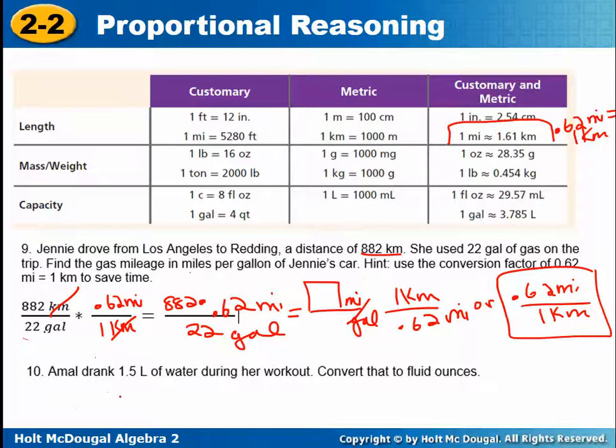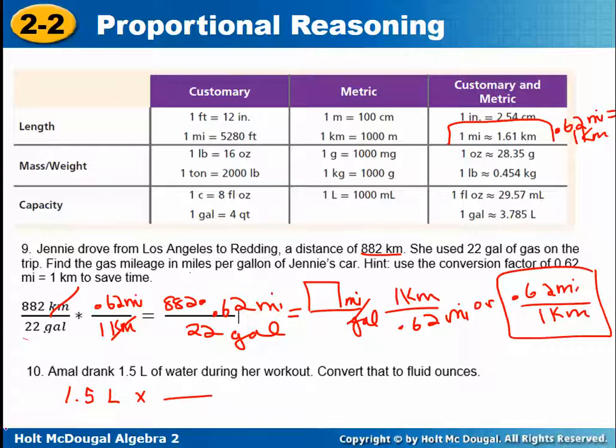All right, here's another example. Amal drank 1.5 liters of water during her workout. Convert to fluid ounces. So I'm going to start with the 1.5 liters. Now this one isn't a rate, it's just going to be 1.5 liters. Now I'm going to multiply that by something that would change liters into ounces.